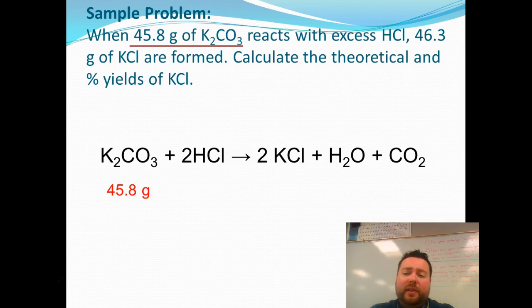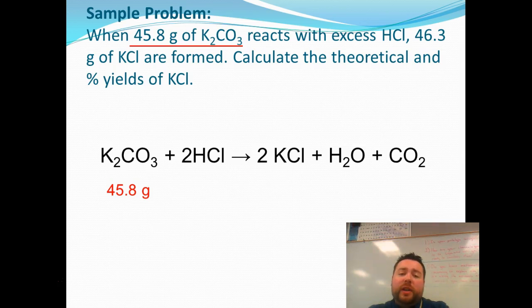Previously, when we'd been calculating limiting reactants, we needed to know how much potassium carbonate there was and how much hydrochloric acid there was. But in this case, they're saying you have way more hydrochloric acid than you need, so we don't need to worry about that side. So we're only going to have to do one problem in order to do that.